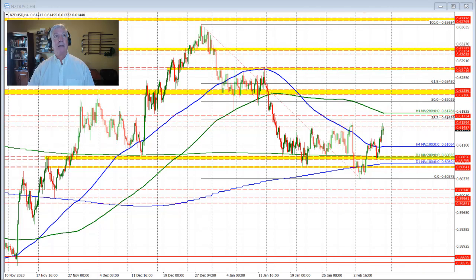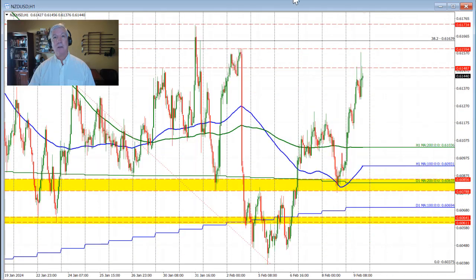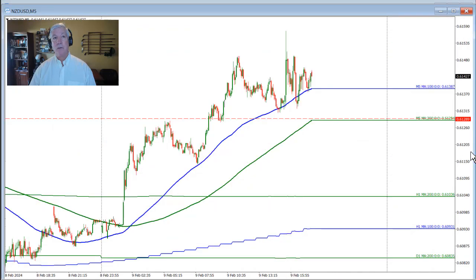Let's take a look at this view from the hourly chart and see if that's telling us any clues. And we can see the ups and downs that have occurred in this currency pair. There isn't really anything that sticks out to me off of this chart. So be careful of that.